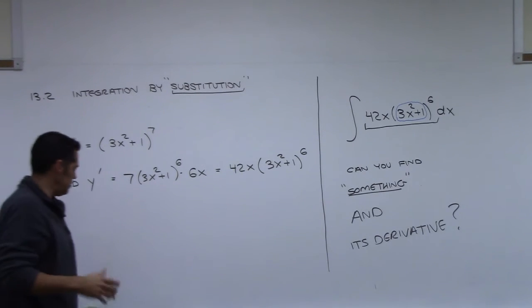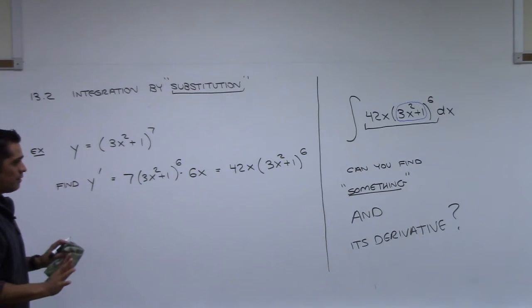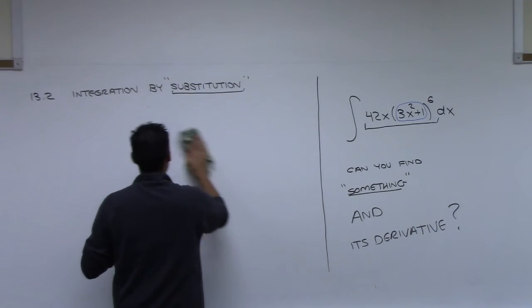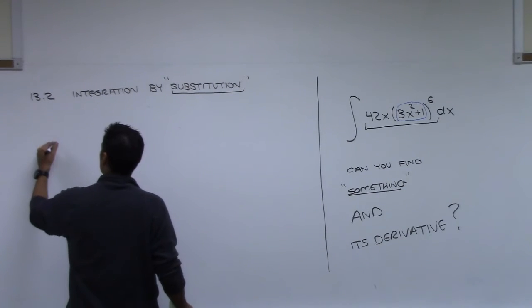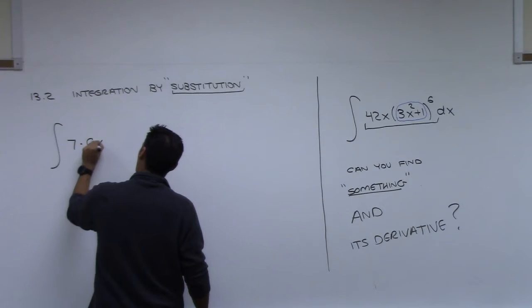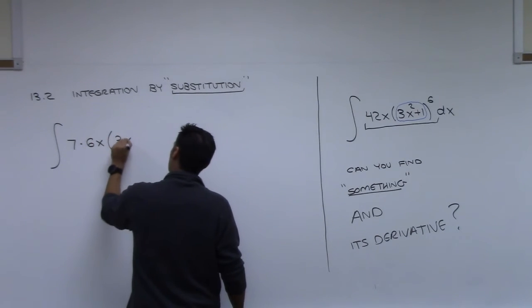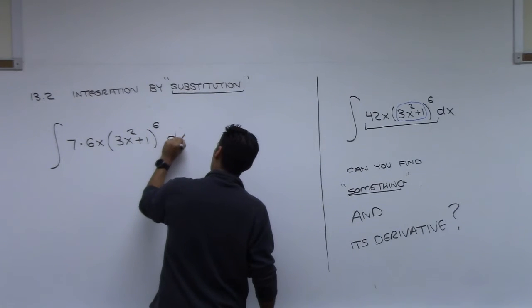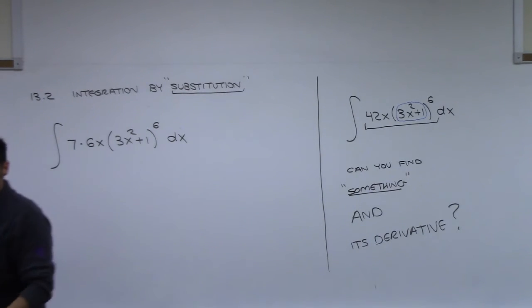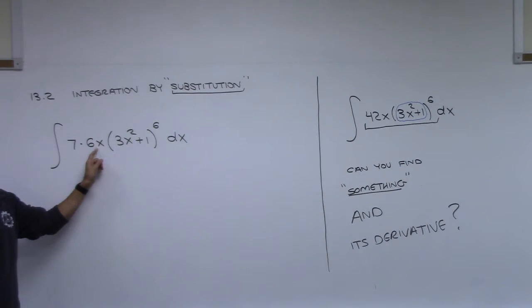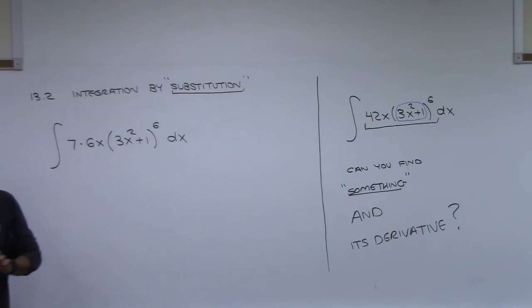This is very different than anything we've done so far. So here's what I'm going to do. I'm going to rewrite the problem again, just so you can see it: this is 7 times 6x times (3x squared plus 1) to the 6th power dx. Now, is that a little bit more obvious that I've got something and its derivative here? Okay.